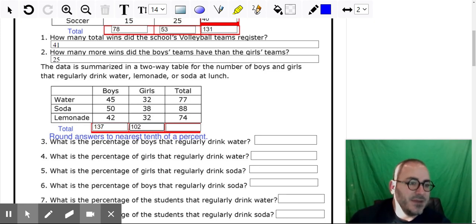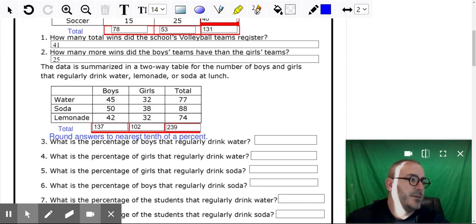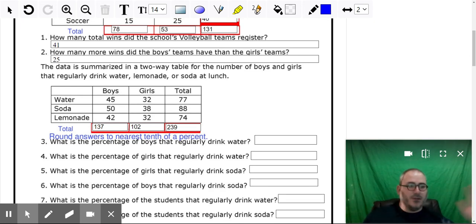And now I'm going to add these two things to find out what goes in this box. Then add up all the boys and the girls together to find out what goes in that box. So 137 plus 102. 239. 239 can go in that box right there. And to check my work, I'm just going to add up these three just to make sure I did everything right. Okay, 77 plus 88 plus 74. That's 239. All right, so everything works out.